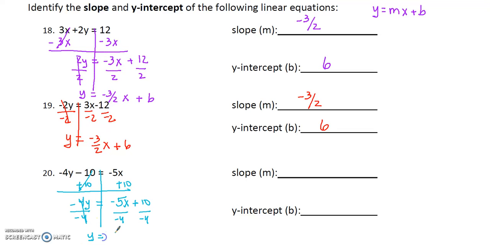So y equals, a negative divided by a negative is a positive. So we have a positive 5 over 4x, and then 10 divided by a negative 4 will simplify to a negative 5/2. So my slope will be 5 over 4, and my y-intercept will be the negative 5/2. If you wrote this as a decimal, it would be a negative 2.5. Either one would be perfectly fine.